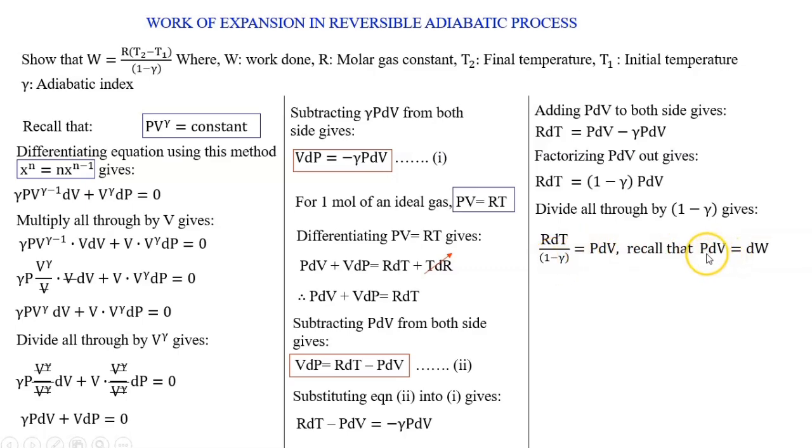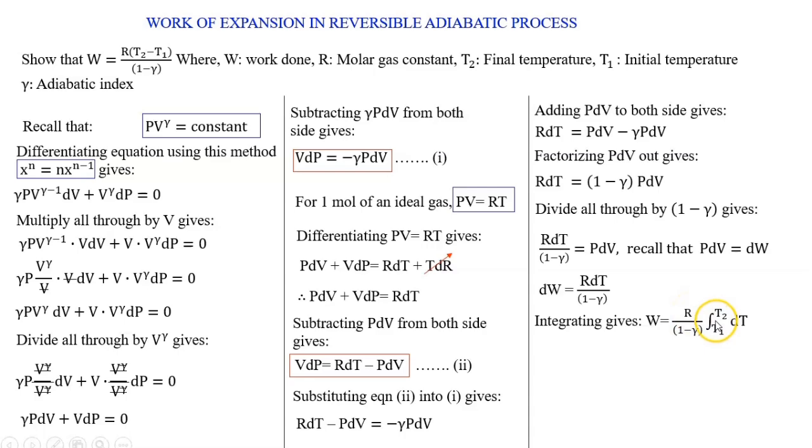Recall that P dV is equal to dW. Therefore, dW will be equal to R dT all over 1 minus gamma. Integrating the expression gives W is equal to R all over 1 minus gamma. These are constants, so you keep them outside the integral sign.